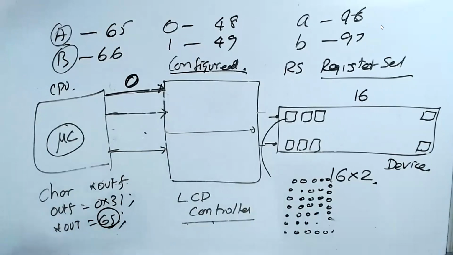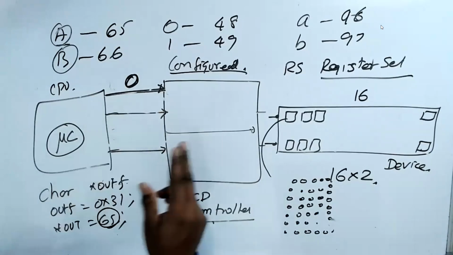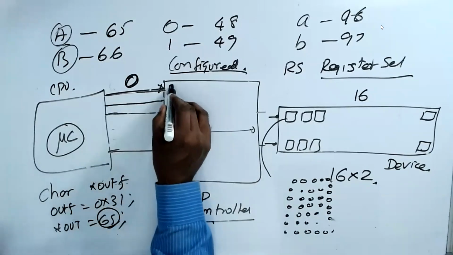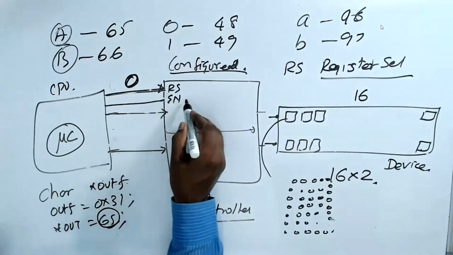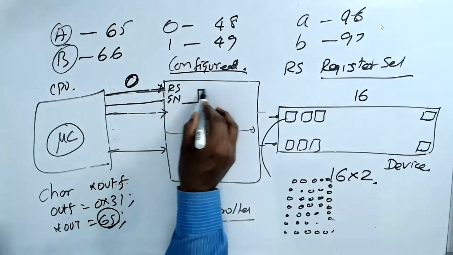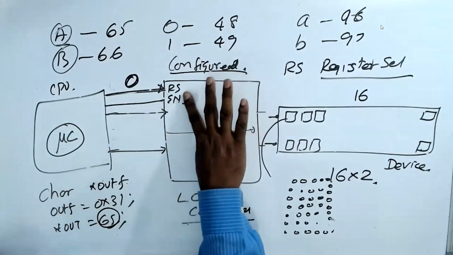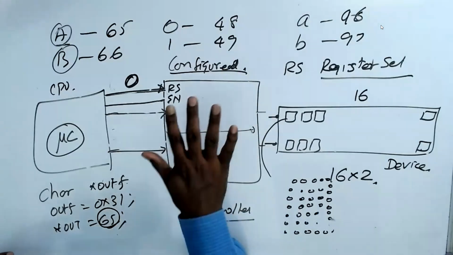Then, how will this guy know that you have put the data? When you have put the data, for that, there is a signal called enable. This is called RS. There is a signal called enable. When you make enable low to high, then that guy will know that you have given the data. This is the way that chip is configured. You can make your own chip, but this chip was designed like that.